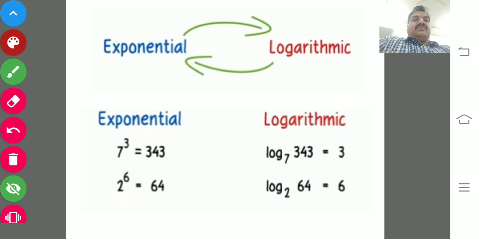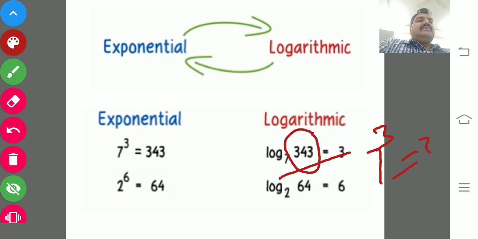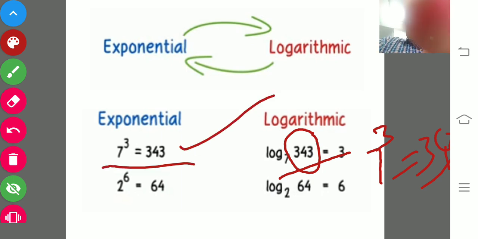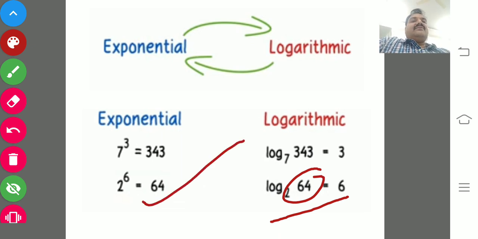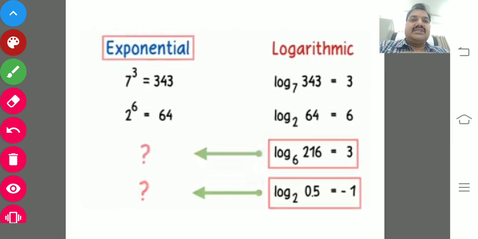Here I would like to give once again what I have told you in previous slides. Once again, you just see that. Suppose the question is log 343 base 7 equals 3. Simply you go in a cross way. 7 power 3 equals 343. So 7 cube equals 343 here. And like that, here also 2 power 6 equals 64. So that is the way to write logarithmic notation in exponential notation. Like that I will give you 2 more. You just go.